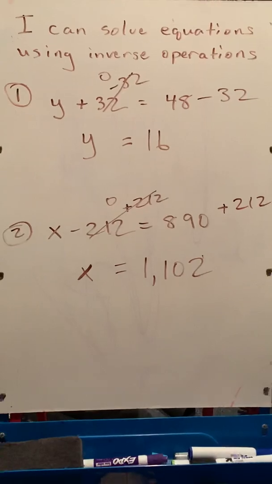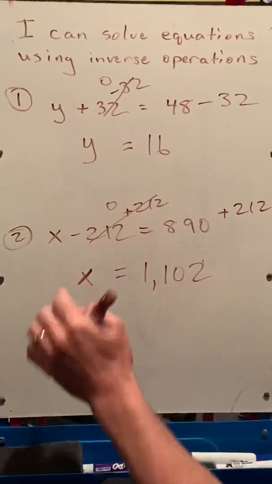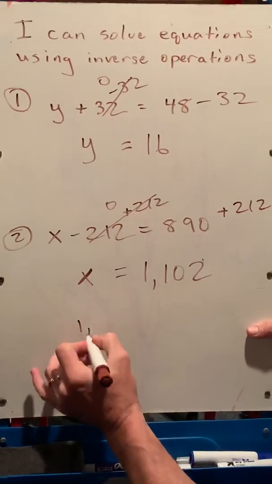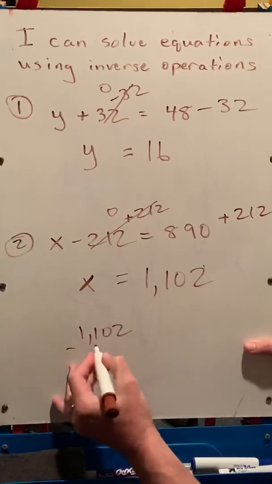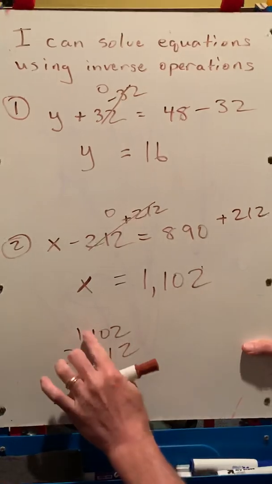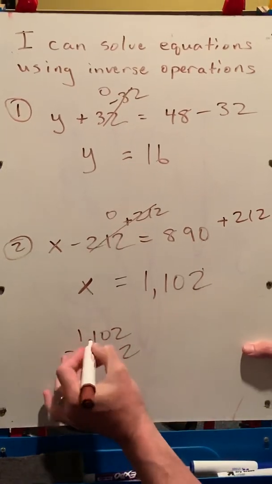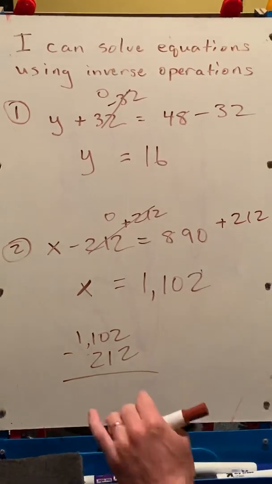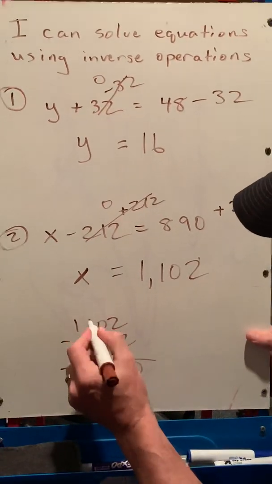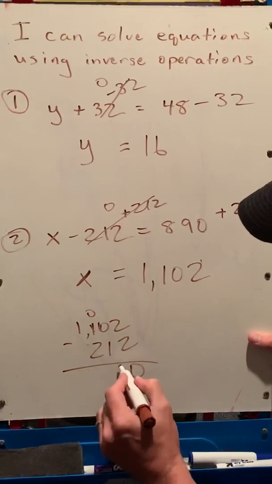I know what it is now, so I'm going to plug it back in here. If x is 1,102, I'm supposed to subtract 212. So I'm going to subtract 212. My comma is a little big there. And if it equals 890, I know I'm correct. Okay, so I'll decompose some units of higher value here.